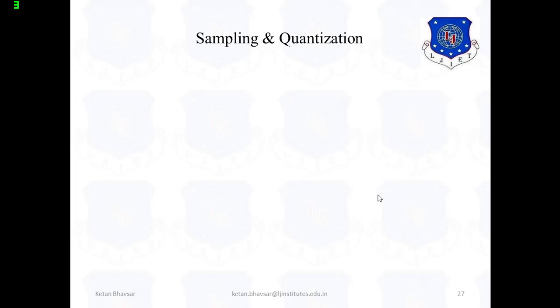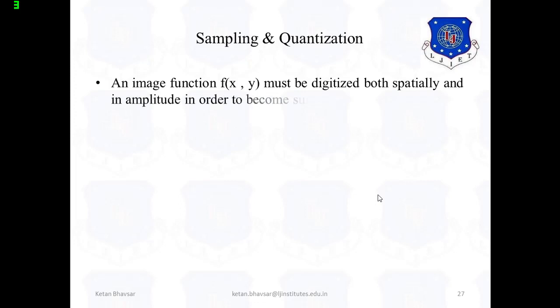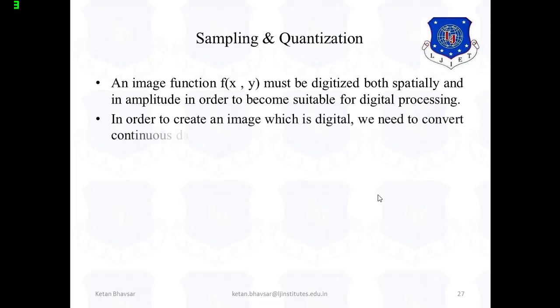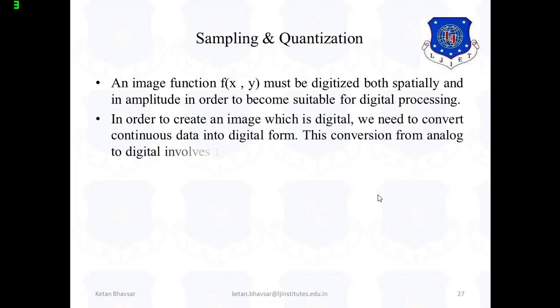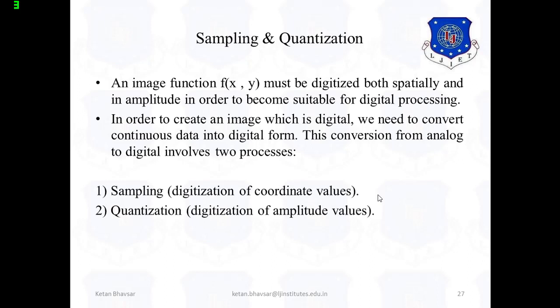Sampling and quantization. They play a main role in converting your image from analog to digital form. An image function f of x comma y must be digitized both spatially and in amplitude in order to become suitable for digital image processing. In order to create a digital image, we need to convert continuous data into digital form. This conversion from analog to digital involves two processes. Sampling means digitization of coordinate values, quantization means digitization of amplitude levels.